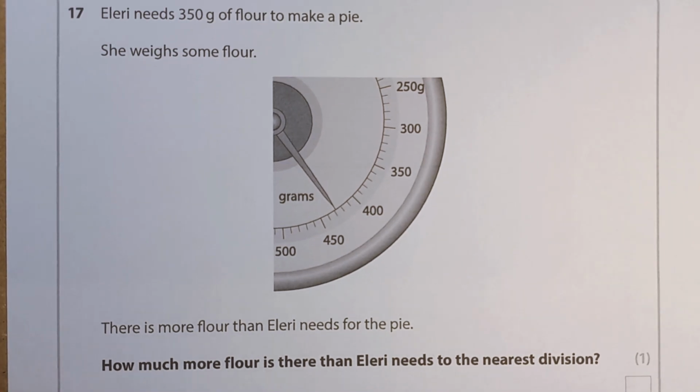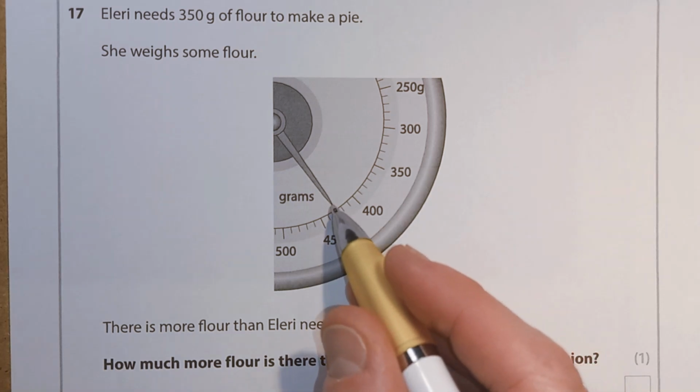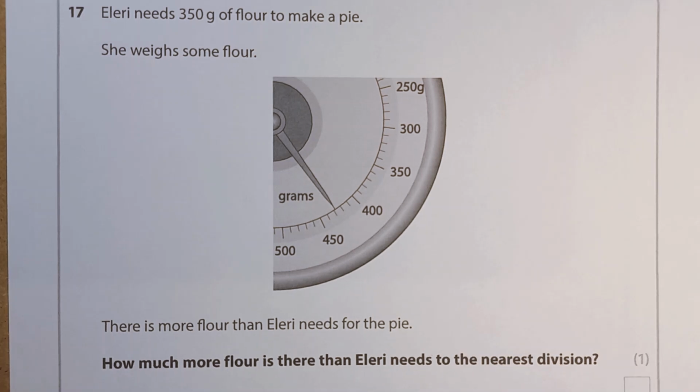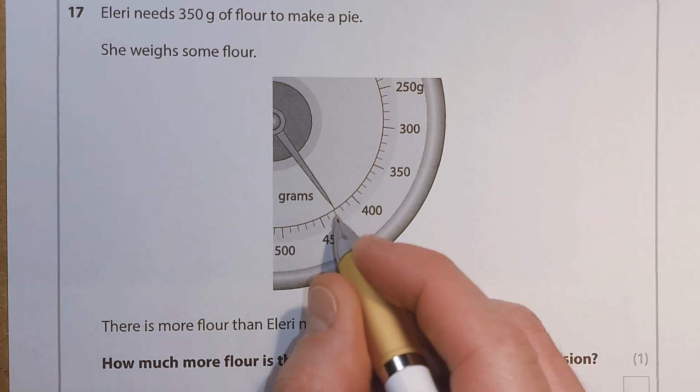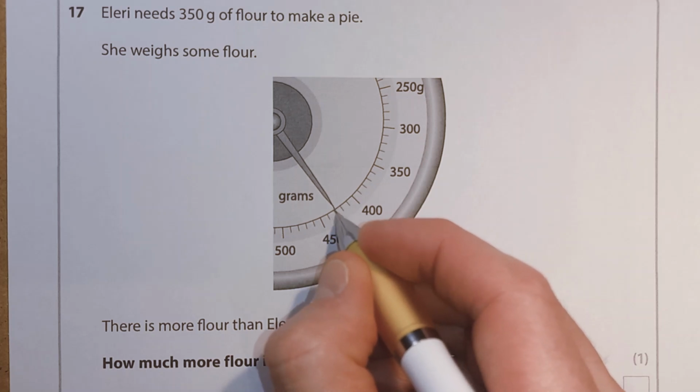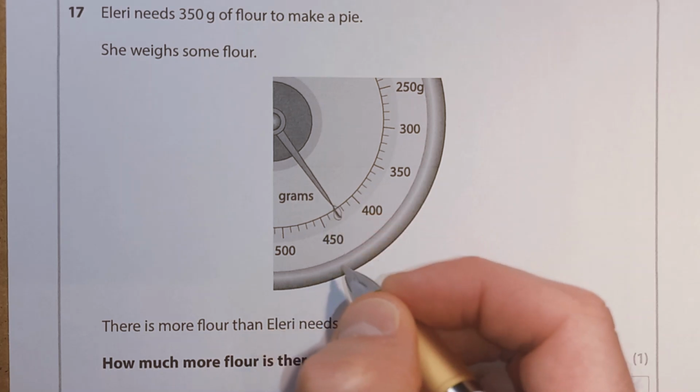And finally, question 17. Ellery needs 350 grams of flour to make a pie. She weighs some flour. Here we've got it pointing to here. There is more flour than Ellery needs for the pie. How much more flour is there than Ellery needs, to the nearest division? So nearest division, remember, nearest marking. So this is the marking. This is the closest one. So that's the one we want to look at.